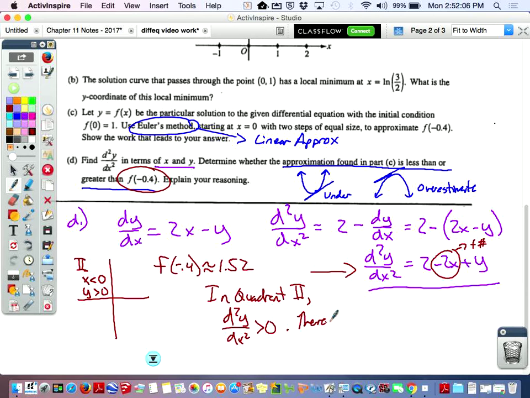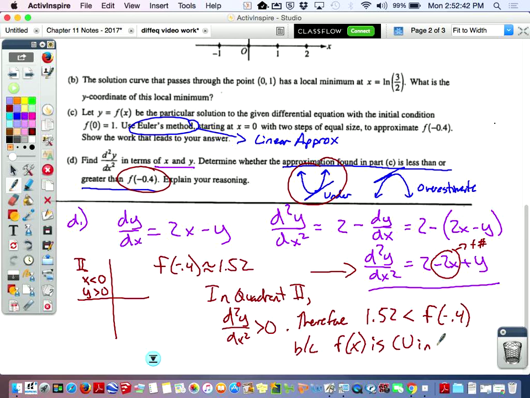Therefore, our estimate has to be an underestimate because our function is concave up. So we would say, therefore, 1.52 is less than the actual function value at f of negative 0.4 because f of x is concave up in quadrant 2.